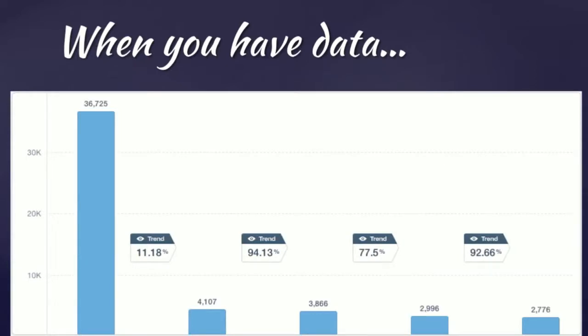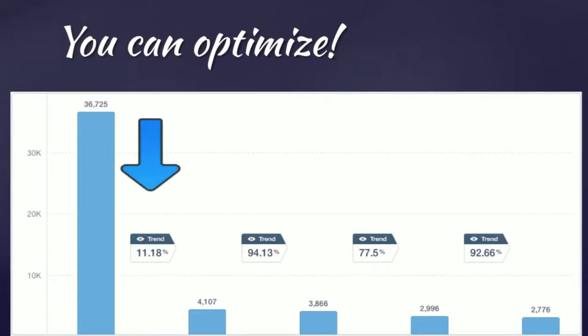Because when you have the data, and in this example, it's obvious where a weak point in the funnel is. Between step 1 and step 2, nearly 90% of people, and this is just a generic example, nearly 90% of people don't continue past step 1. So again, when you have the data, you can optimize.